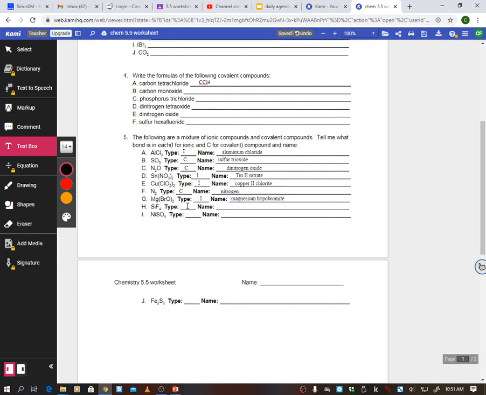SiF4. Silicon and fluorine are both on the right-hand side, so it is a covalent bond. They're both nonmetals, so I'm going to use prefixes, and it is silicon tetrafluoride.